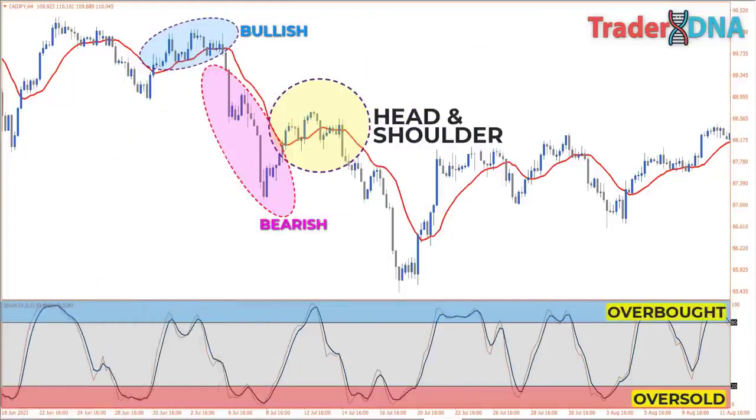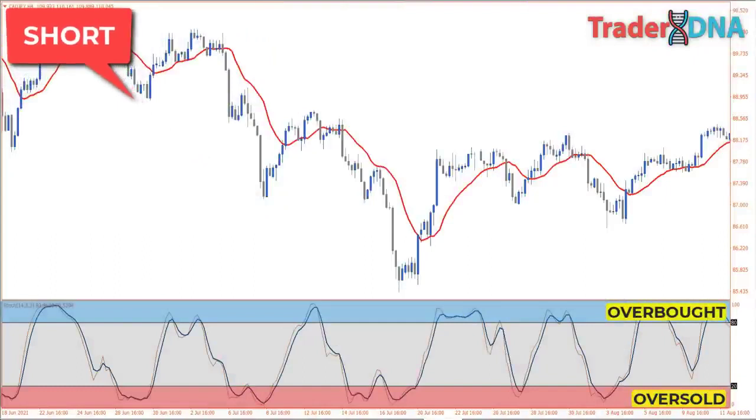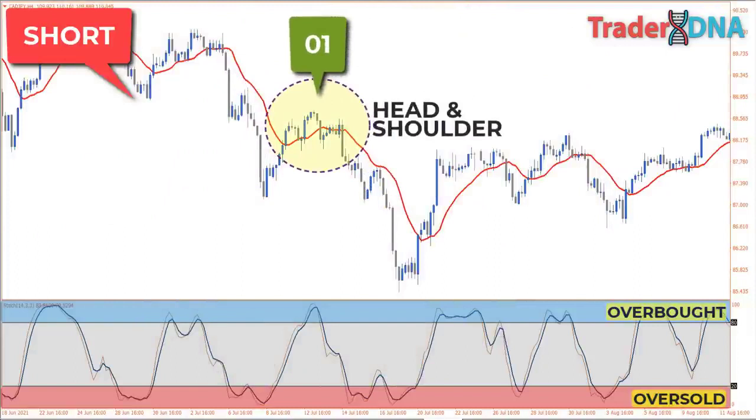So, now how do we trade the head and shoulders pattern using the stochastic oscillator and moving average filter? Short setup. Rule number 1. Market movement forms the head and shoulders pattern. All head and shoulders rules have been discussed above. Rule number 2. When the head and shoulders pattern forms, the stochastic oscillator is in the overbought area.